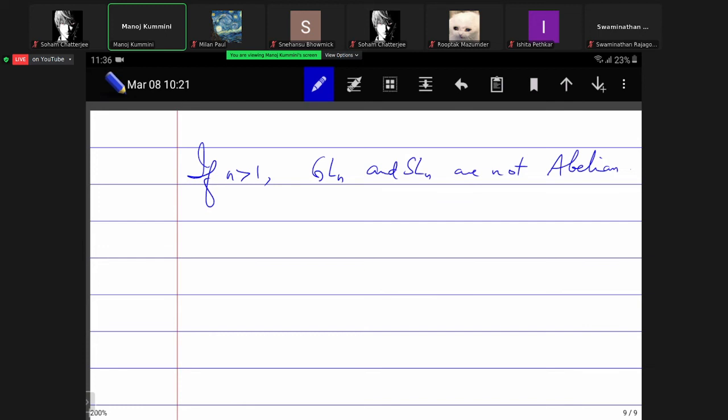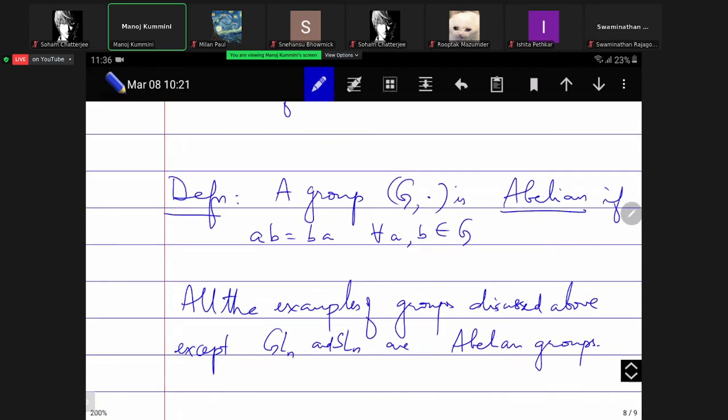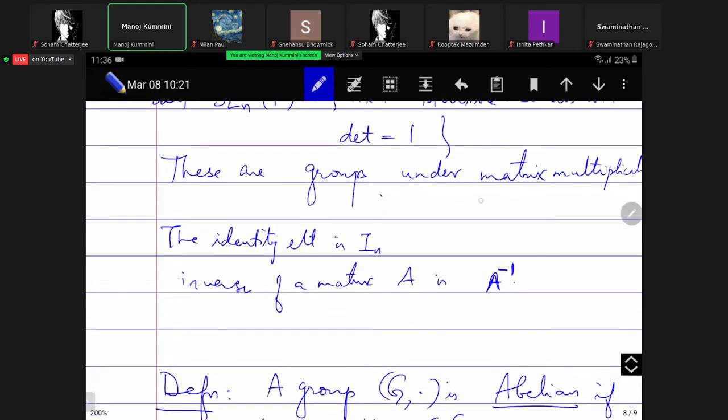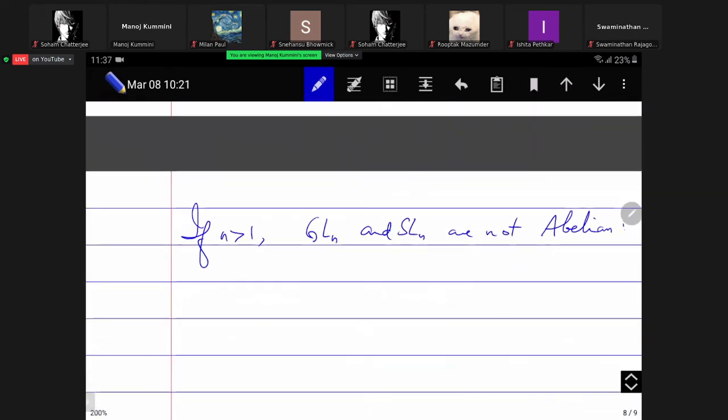If you consider 2 by 2 matrices, getting a pair which don't commute with each other is not at all difficult. So I leave this; prove it for n equals 2. And once you can prove n equals 2, you can prove it for any n. GLn is a group under matrix multiplication, not addition.